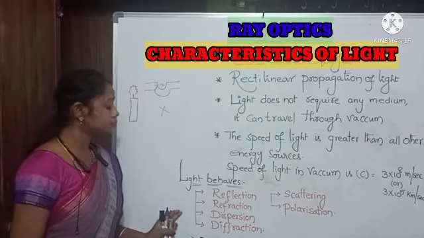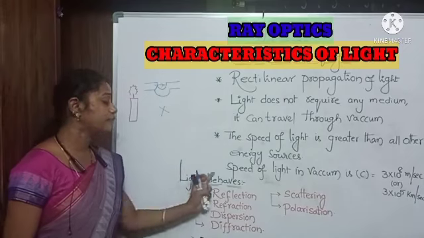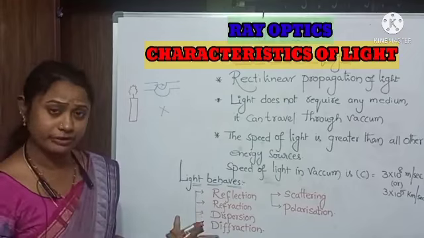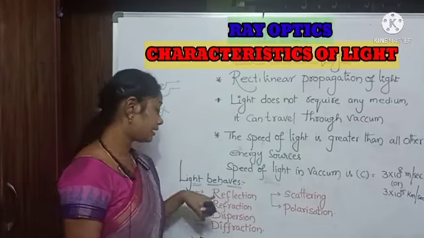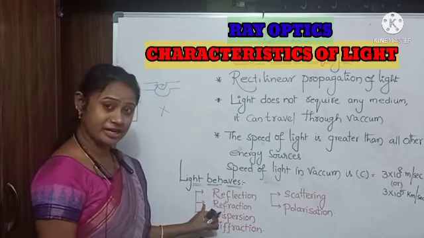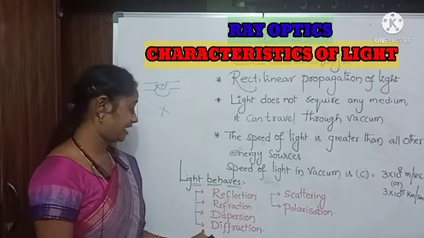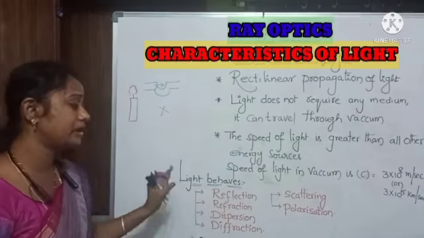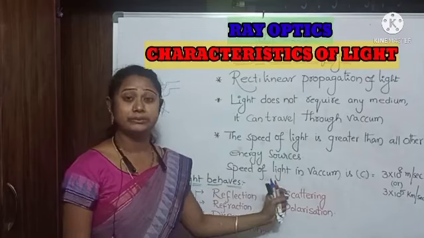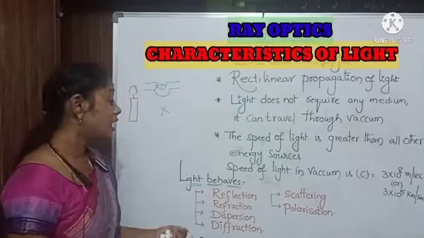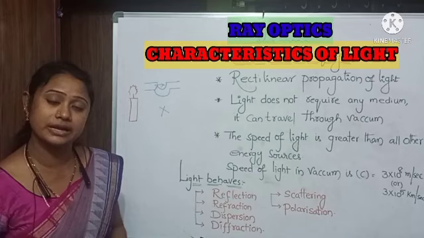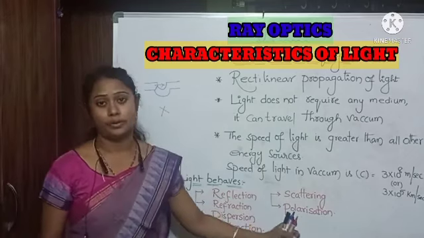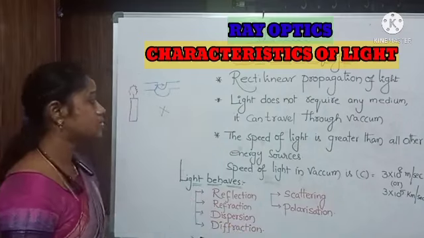And there are some other properties of light. How does light behave? The behavior of light shows in different ways, like reflection, refraction, dispersion, diffraction, scattering, and polarization. These are the main basic behaviors of light. In higher studies, we are going to learn very deeply about all these properties. These are all the characteristics of light.